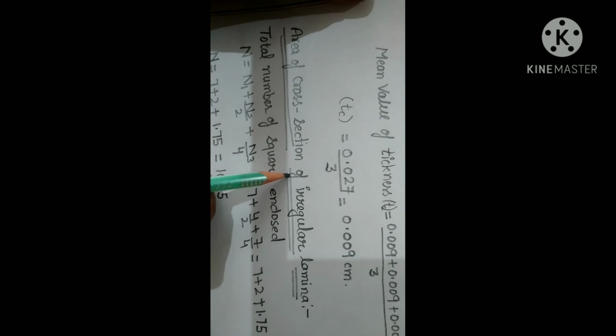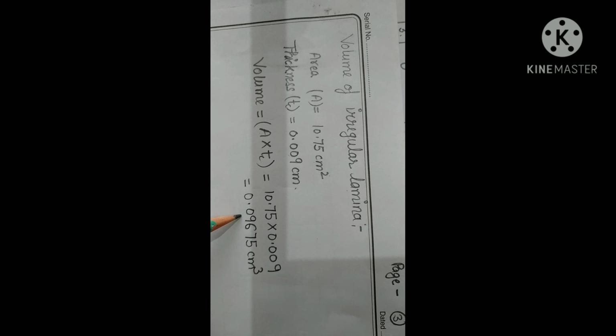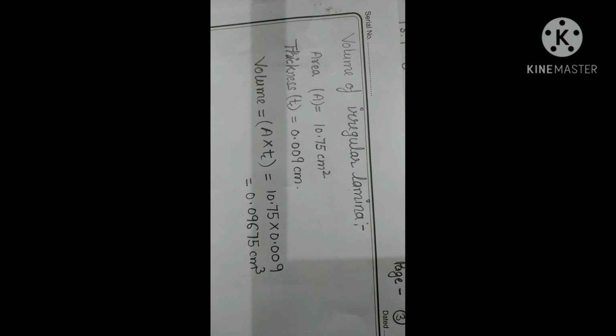Students, this is the complete observation of this experiment, where we calculate the thickness and the area of cross section by applying the formulas. Next, we have calculated the volume of the irregular lamina by putting in the values of area as well as thickness. So volume is equal to area multiplied by thickness. Our final result is 0.06975 centimeter cube. Thank you.